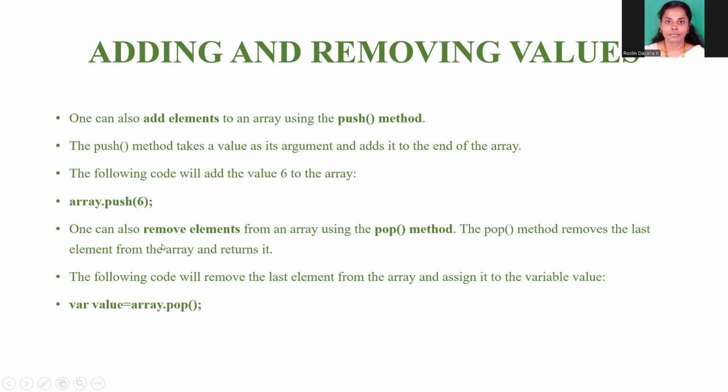And we have one more function, that is the pop() method. So using the array name, we can remove values from the array, and whichever value is removed, we can store in a variable. Here it is given as value. So one can remove elements from an array using the pop() method. The pop() method removes the last element from the array and returns it.